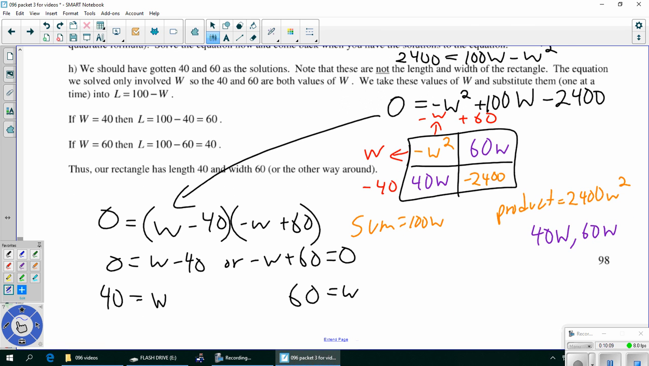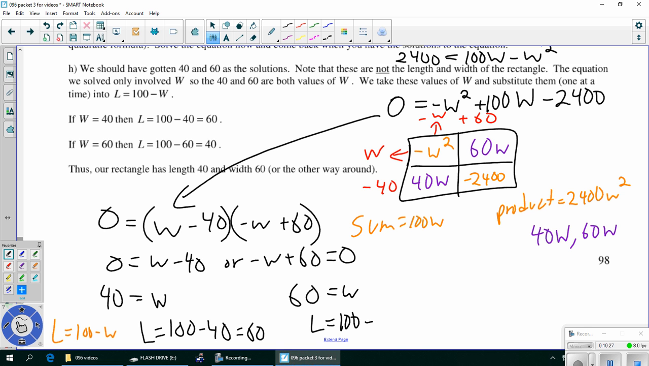So let's copy that down here at the bottom. L equals 100 minus W. So in the first case, if W is 40, then L is 100 minus 40, or 60. And in the second case, if W is 60, then L is 100 minus that 60, which is 40. And so we get two rectangles. One of them is a 40 by 60, and the other rectangle is a 60 by 40.